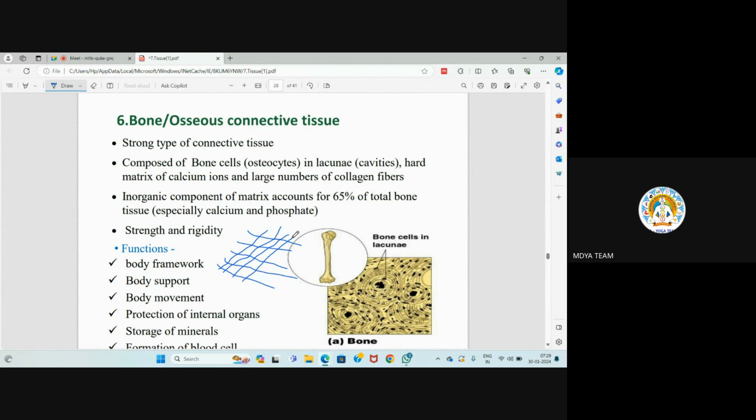So, next point is inorganic component of matrix accounts for 65% of total bone tissue, especially calcium and phosphate. Okay, so 65% of total bone tissue is made up of inorganic component, and it provides strength and rigidity. Yes, obviously it is providing us strength and rigidity.